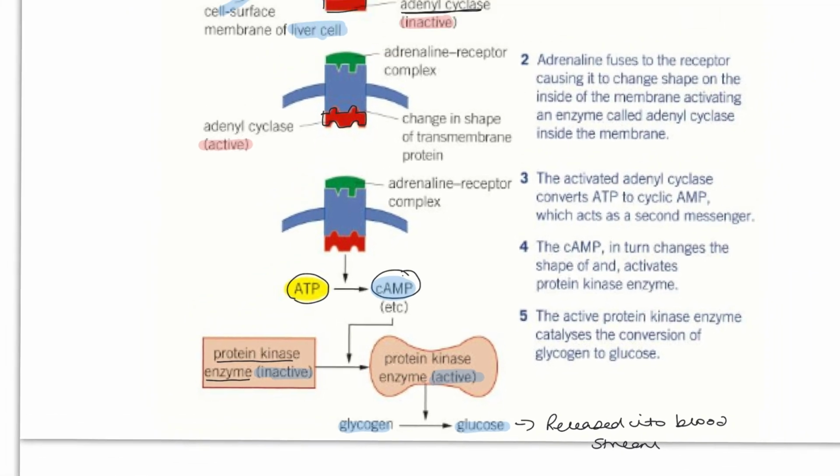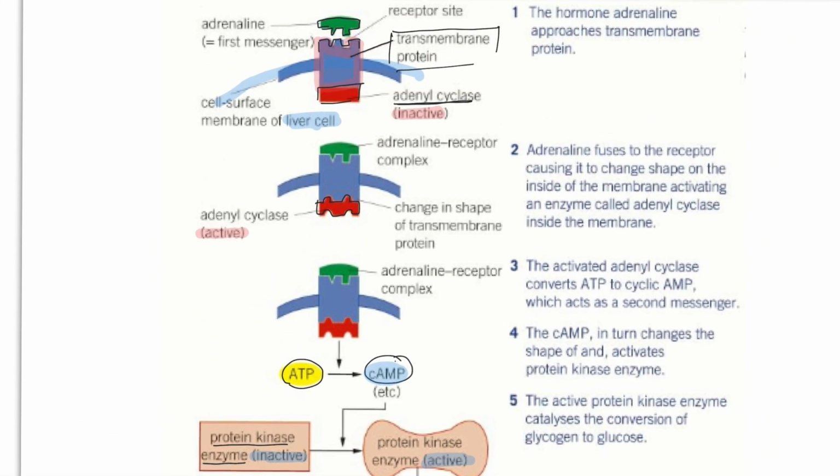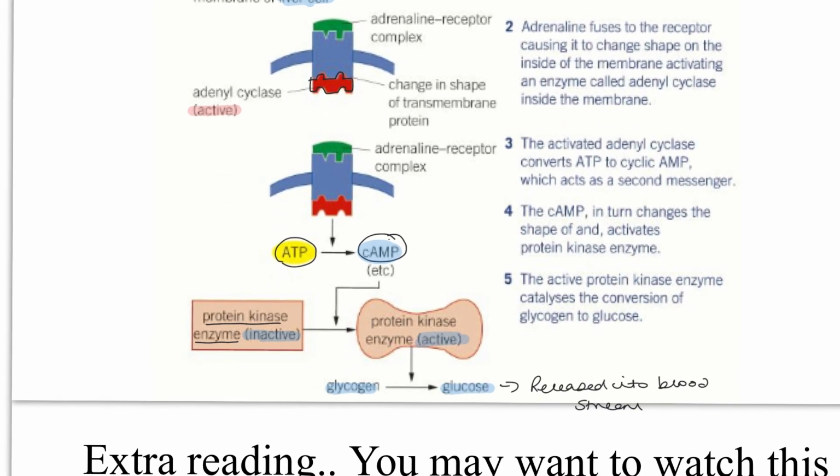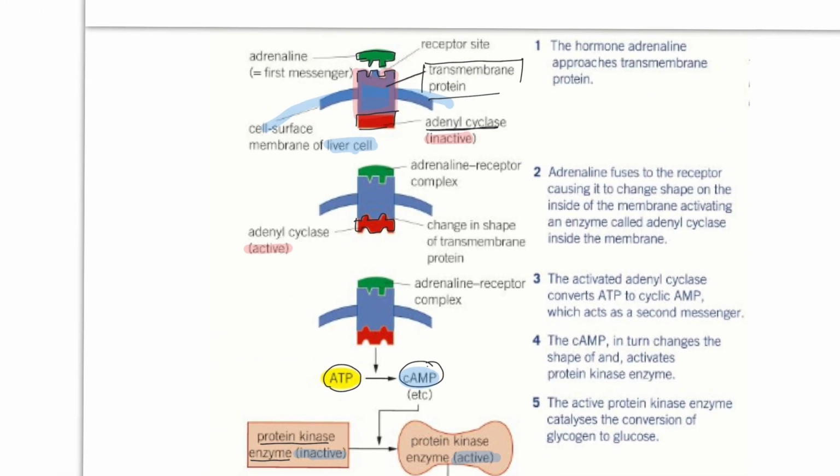So let's just talk that through again. The adrenaline, which is complementary, so it has this receptor site on this transmembrane protein, binds on and causes a change in the shape of adenyl cyclase, activating it. So now you've got active adenyl cyclase. This converts ATP into cyclic AMP. So now you've got cyclic AMP, which activates protein kinase to then start converting glycogen into glucose. This is a cascade reaction. So you need to know this process: adrenaline, adenyl cyclase, cyclic AMP, protein kinase.